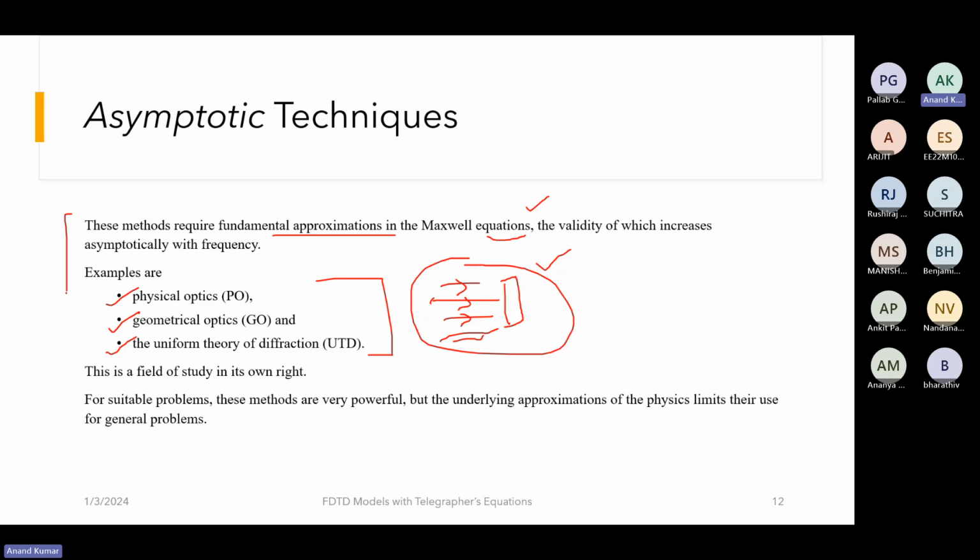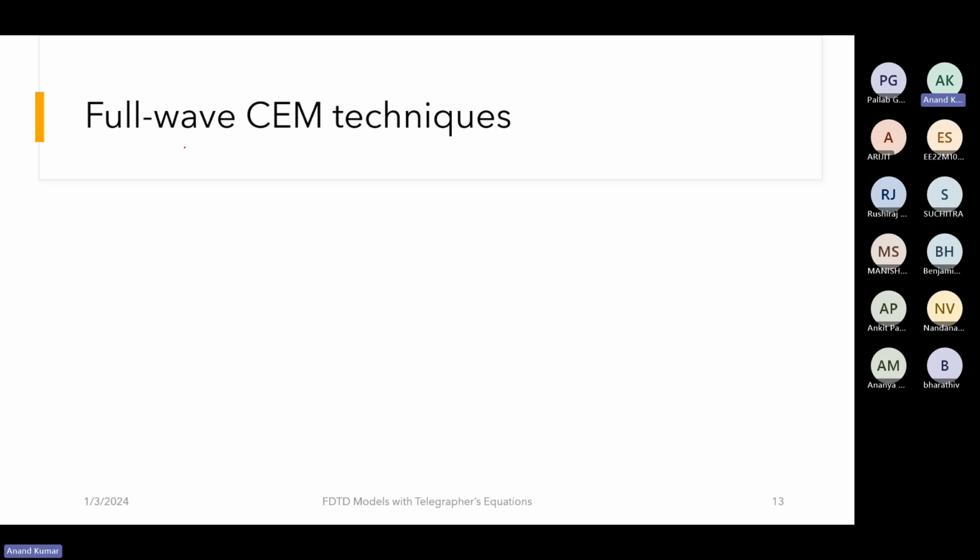I'm just bringing this up to say that there are other methods as well apart from FDTD, but we won't be covering them. This is a field of its own study. If you want to know more, you'll have to go through a lot of text. So if you're interested, maybe find a course and go through them. But yes, there are other methods as well, for example, the asymptotic techniques.